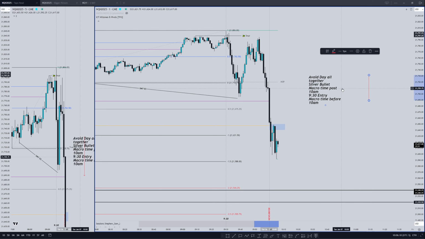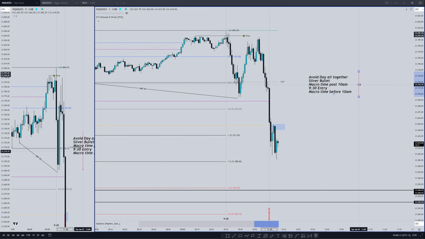This is what, if you're learning, or if I was relearning it, what would I do regarding these days? This is how I would do it. Avoid the day altogether, then learn silver bullet and macro time, but mostly focusing on entries post news release, just for a scalp. You don't need to get the entire weekly range off of that one trade.